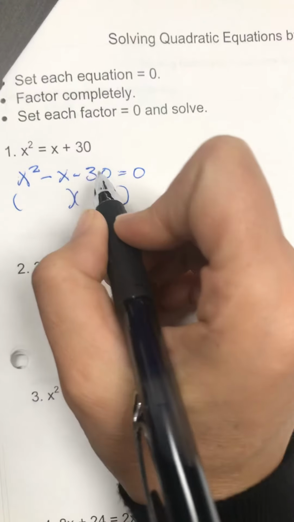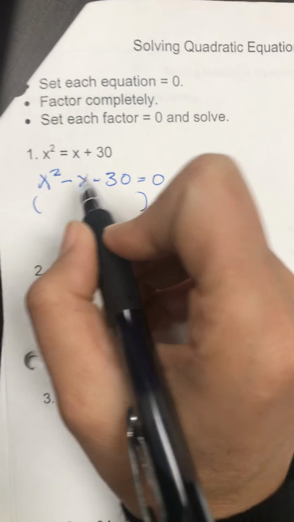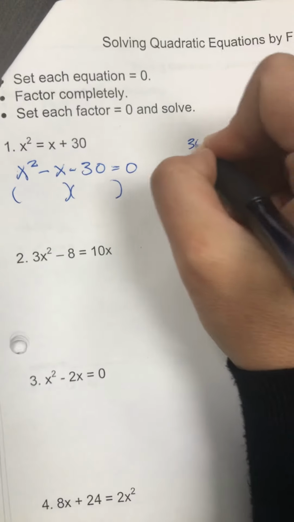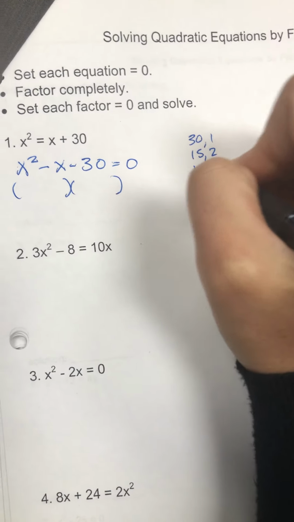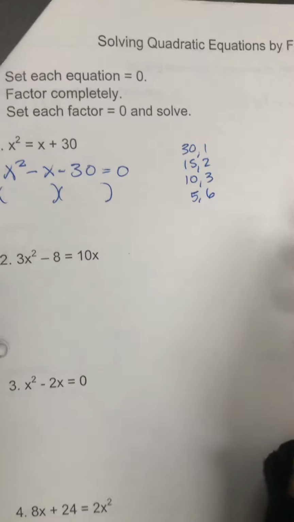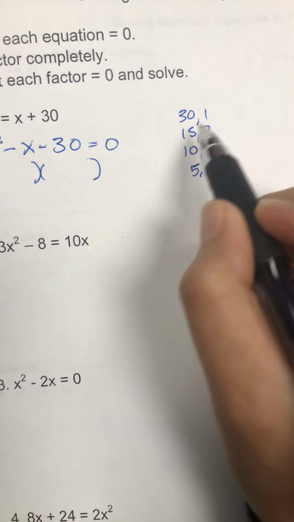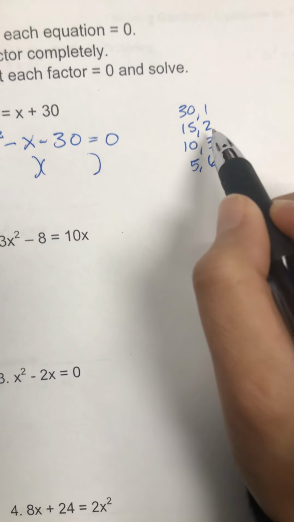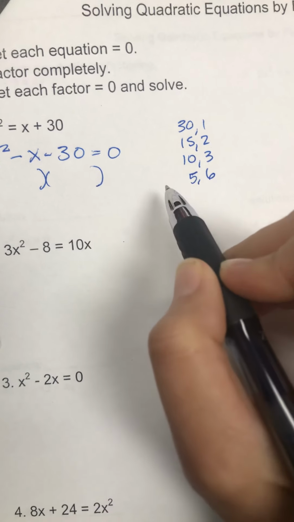So now we need to factor that. So what are your multiples of 30 that if you add or subtract you get negative 1? Okay, so let's see, we have 30 and 1, we have 15 and 2, we have 10 and 3, 4, so we have 5 and 6, right? So if you add or subtract any of these, so 30 minus 1, 30 plus 1, 15 minus 2, 15 plus 2, 10 minus 3, plus 3.